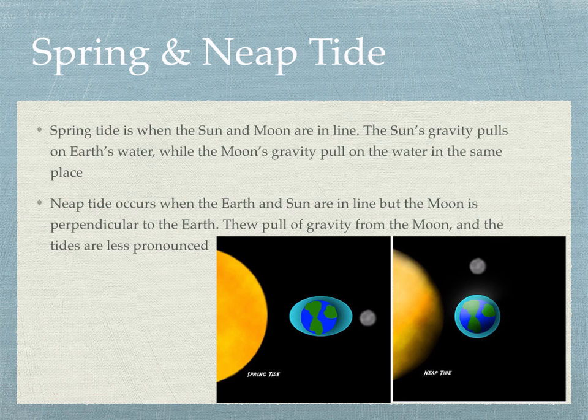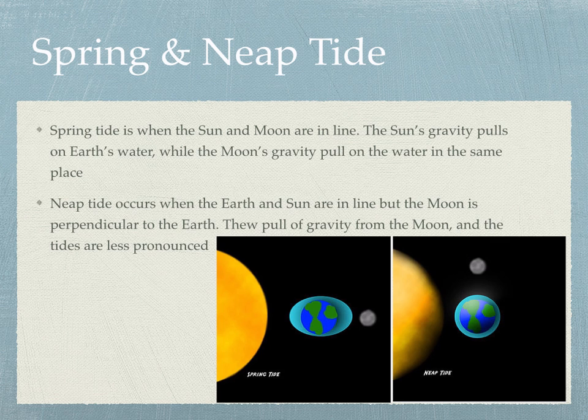A neap tide occurs when the Earth and the Sun are in line, but the Moon is perpendicular to the Earth. This happens when the Moon is at first or last quarter moon phase. In this case, the pull of the gravity from the Sun partially cancels out the pull of gravity from the Moon, and the tides are less pronounced. Neap tides produce less extreme tides than the normal tides.